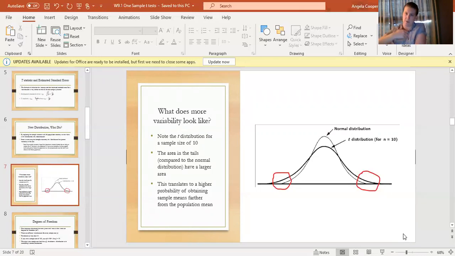However, with t distributions, each one is different based on the sample size itself. So with Z, we just had the one standard normal distribution and everything converted to it. With the t distribution, there's a different one for every single sample size. So it gets a little more iffy.